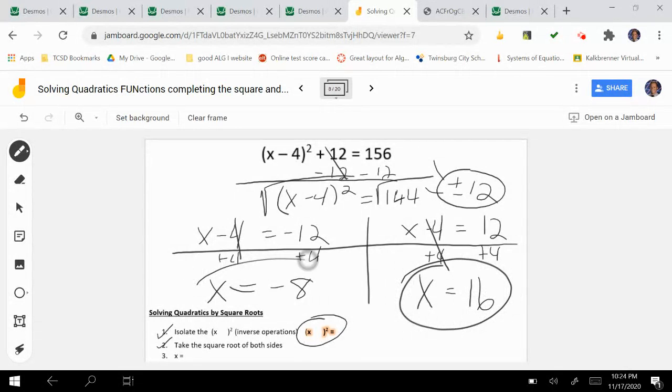So again, I have 2 solutions to this quadratic equation. We're missing that bx, that linear term again. However, I solved it by doing square roots.